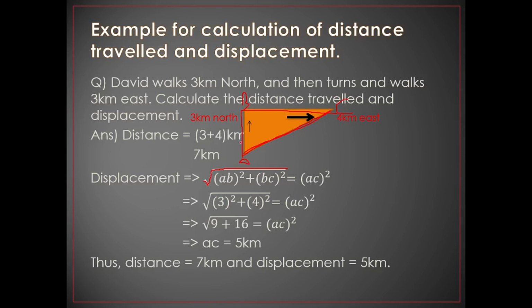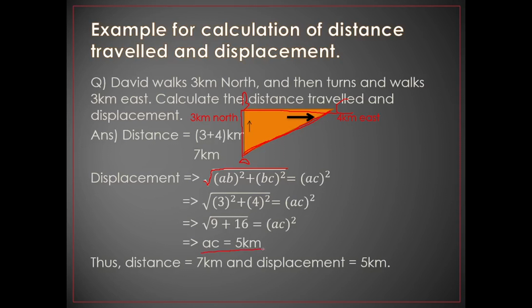So 3 square, this is 3 meter, and AB square, then BC square, that is 4 squared is 16, here you see, and that's this. So 9 plus 16 is equal to AC square. What's 9 plus 16? 25. So the square root of 25 is AC. If we take the square root of 25, that is 5, then it will become AC.